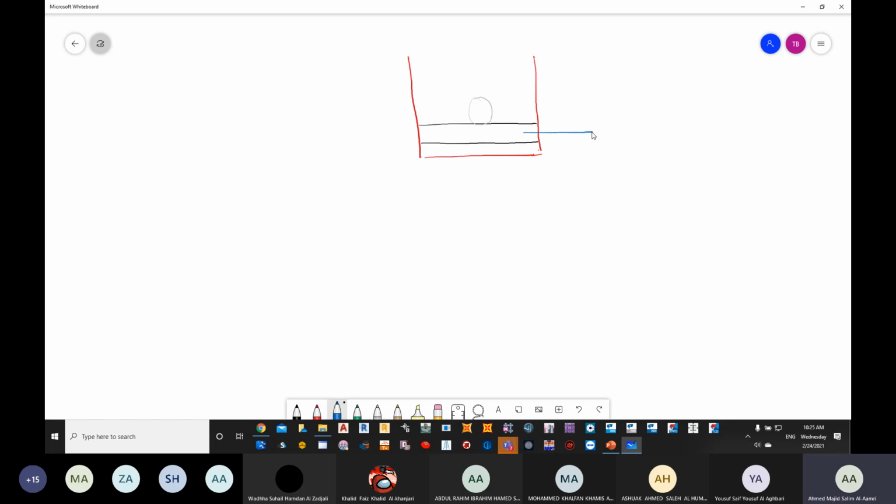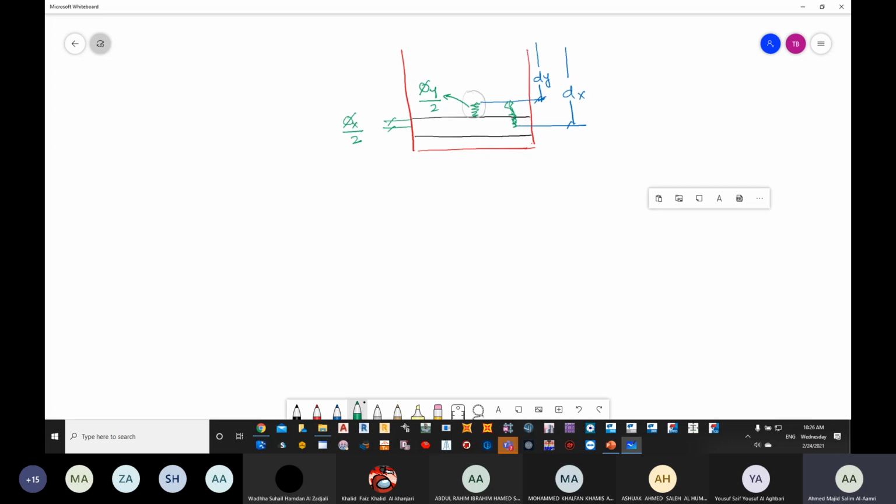Now, from here to here, this was dx, and from here to here, this is dy. Now you can see the difference between these two is this dimension, or this distance. This distance corresponds to half of this bar, so half of x, and this one corresponds to half of y. So the difference between dx and dy is half of x plus half of y.